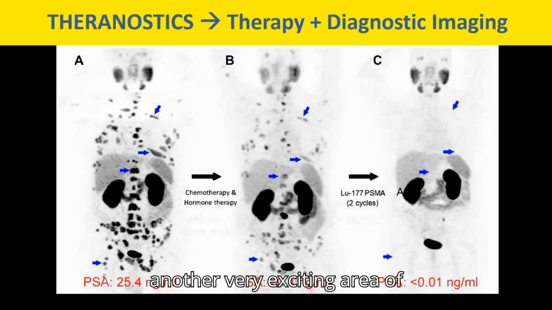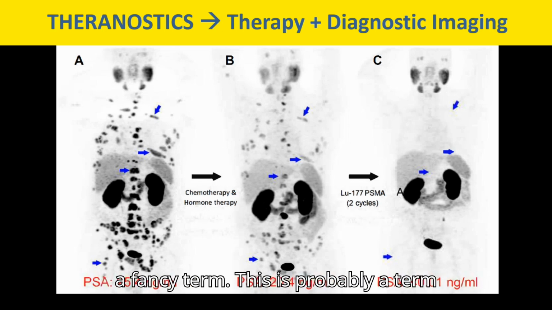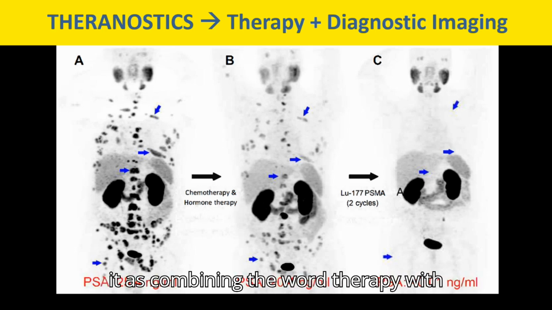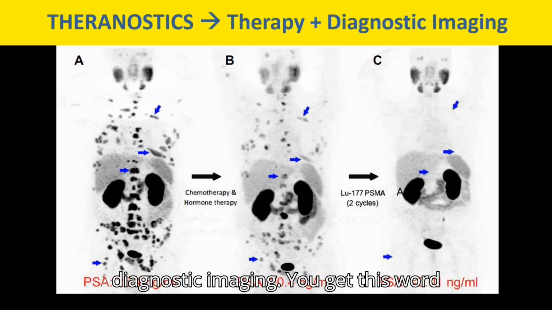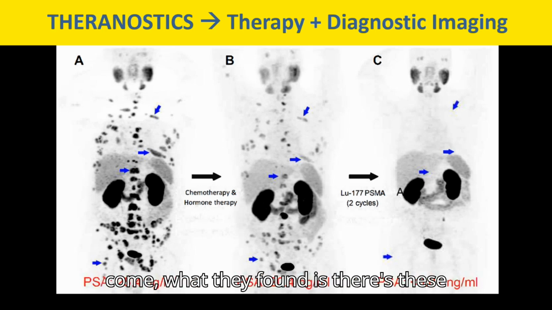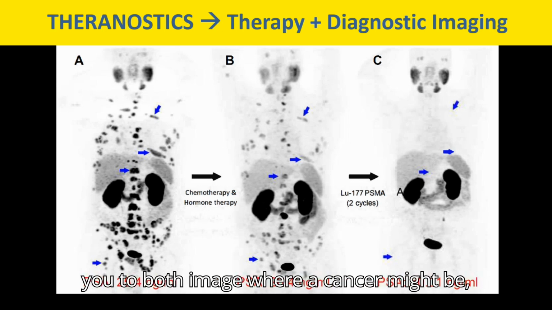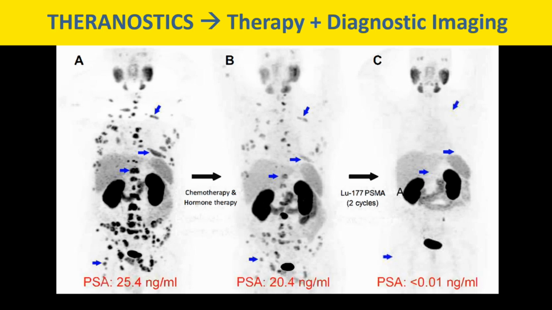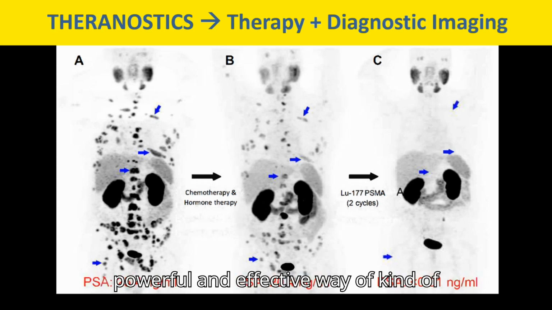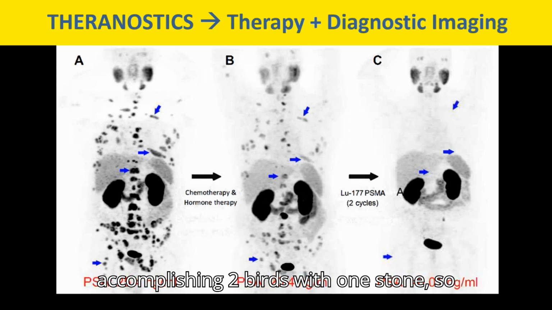Now, another very exciting area of nuclear medicine is theranostics. This is a fancy term, probably a term you've never heard before, but think of it as combining the word therapy with diagnostic imaging. You get this word called theranostics. What they found is there are tracers they can create that allow you to both image where cancer might be, but also be used to treat and kill off cancer cells. So it's a very powerful and effective way of accomplishing two birds with one stone, so to speak.